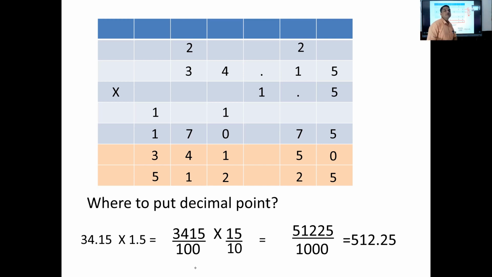In this video, we have seen the multiplication of a decimal number with a decimal number. In the next video, we'll see what the effect is of multiplying a decimal number with 10, 100, and 1000.